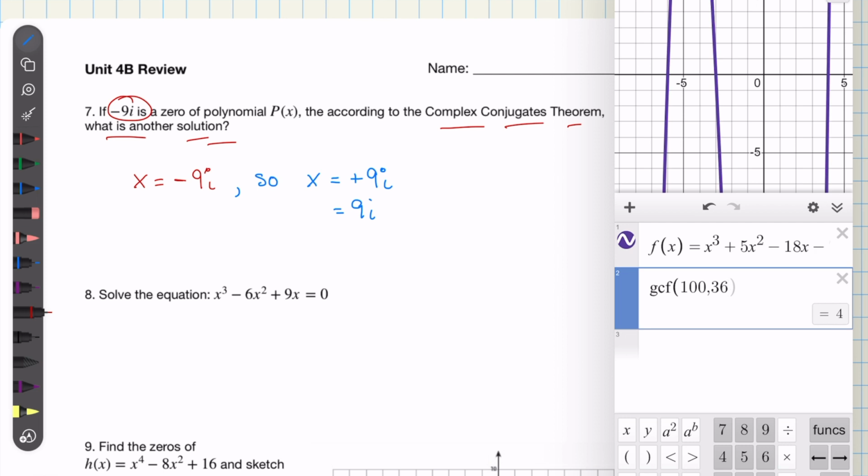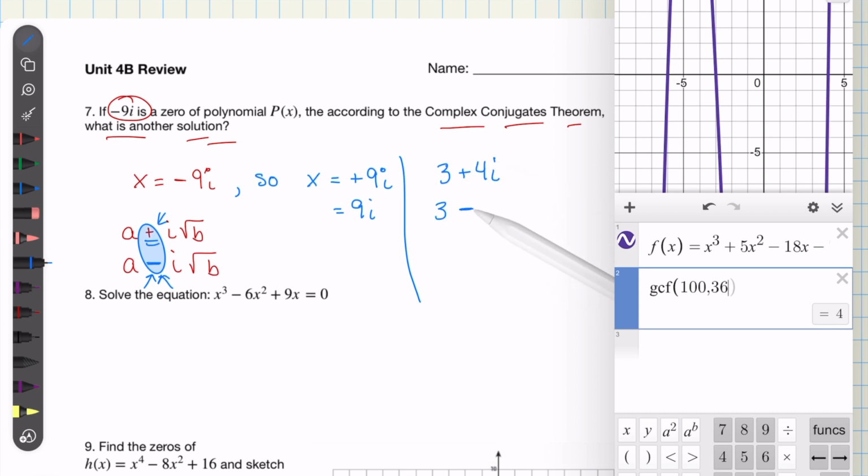But the complex conjugates, a plus i root b, and a minus i root b. They only have that one sign that's different. And this conjugate theorem just says if you get the plus one, then you automatically have to get the minus one. Or if you get the minus one, you have to get the plus one. So if 3 plus 4i is an answer, then 3 minus 4i is an answer. Conjugate pairs. If 5 plus root 2 is an answer, so is 5 minus root 2.